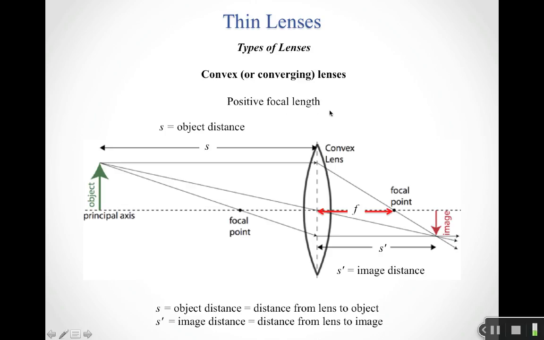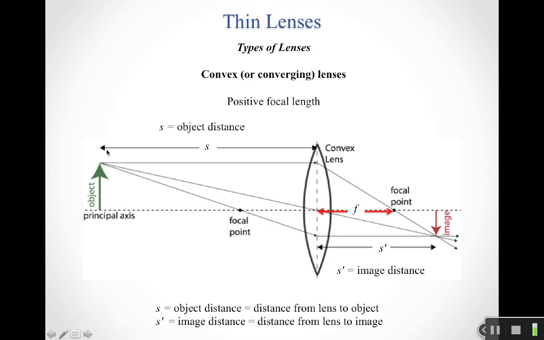We'll talk about several important sign conventions here, and one of them is what sign we give to the focal length. The focal length is positive if we have a convex or converging lens. That's entirely dictated by the type of lens that we have.